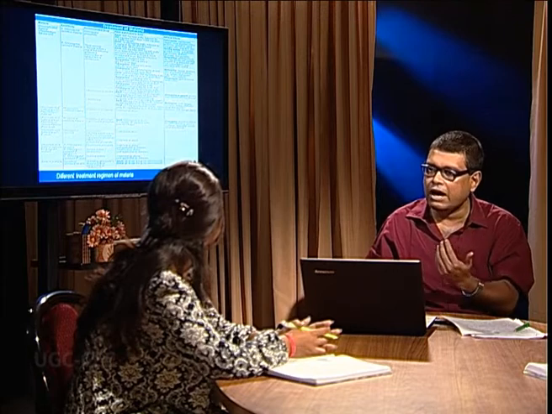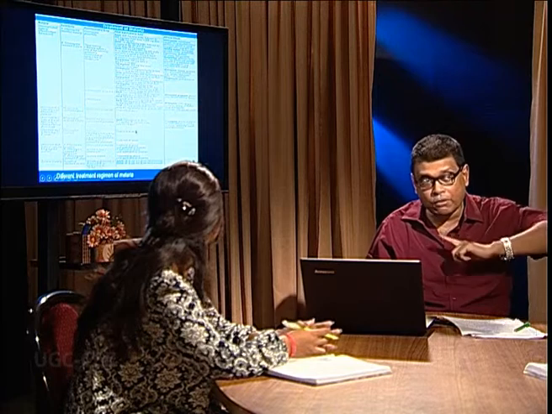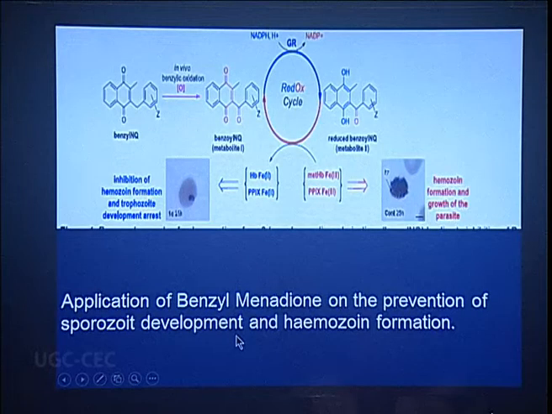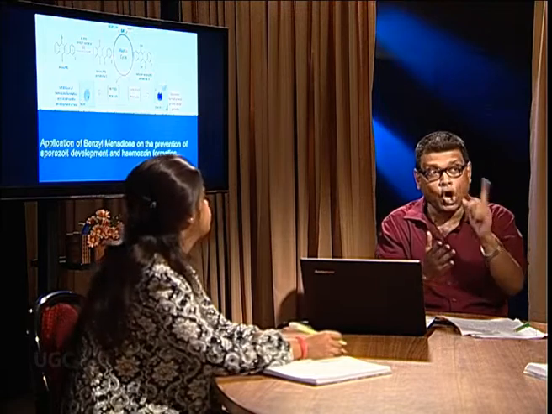And some of these drugs actually are toxic. So you cannot take a toxic molecule for a prolonged period, because that will have a negative effect on your liver, on your general health, because liver is the metabolic king, I told you. So this is a very important drug, the benzyl menadione, which is preventing both. It is preventing the sporozoite development in the blood, and at the same time it is inhibiting the hemozoin formation, or it is inhibiting the metabolism of hemoglobin. So in both ways, the malarial parasite is in a fix and it perishes.